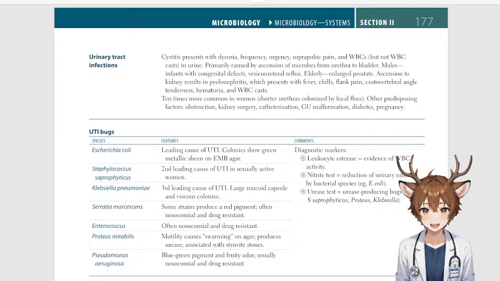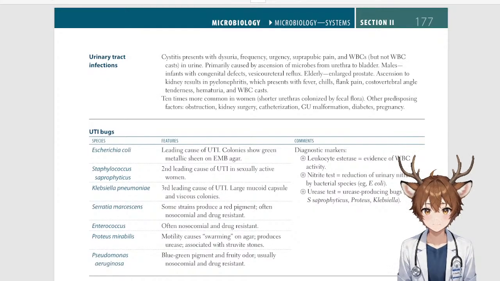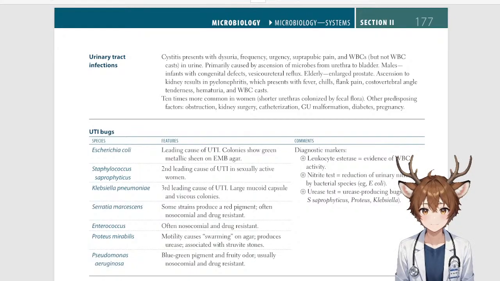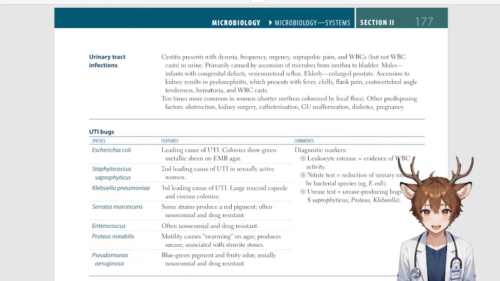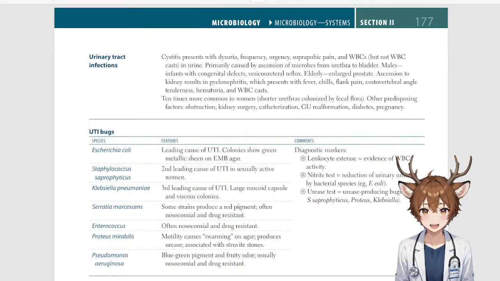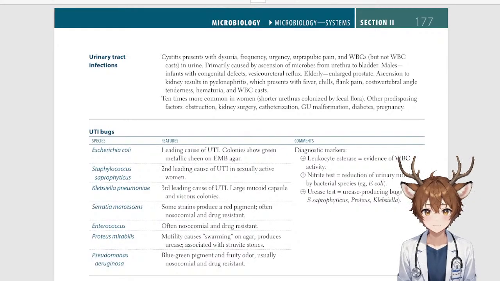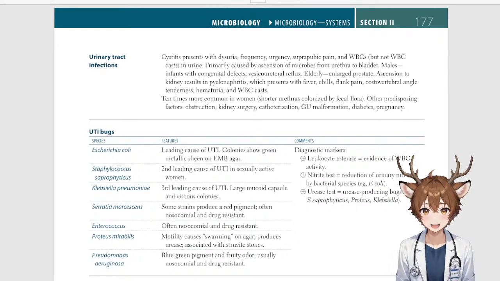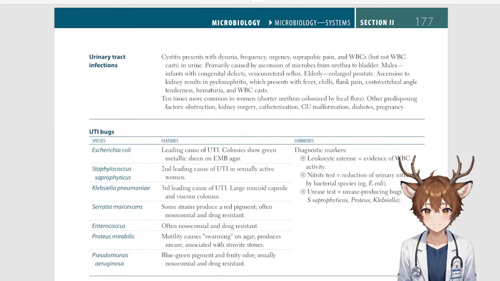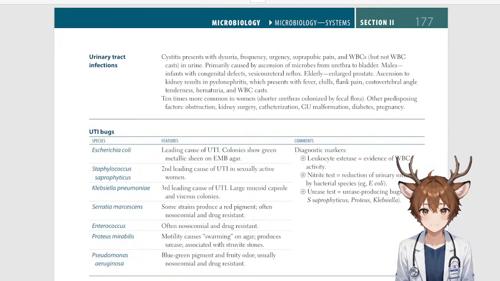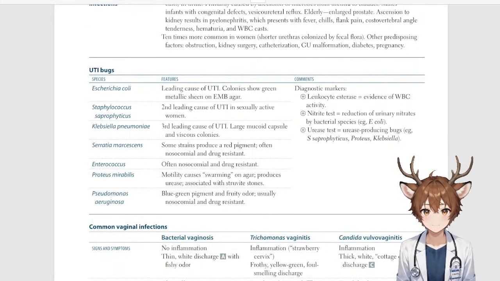Risk factors include obstruction like kidney stones, enlarged prostate, kidney surgery, catheterization, congenital GU malformation, vesicoureteral reflux, diabetes, pregnancy. What about the different species? So you have the UTI bugs, as your book specifies, with species, features, and comments. Comments are pretty broad, so I'll just read each one out as it is.